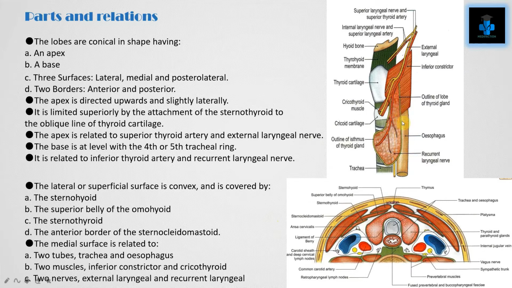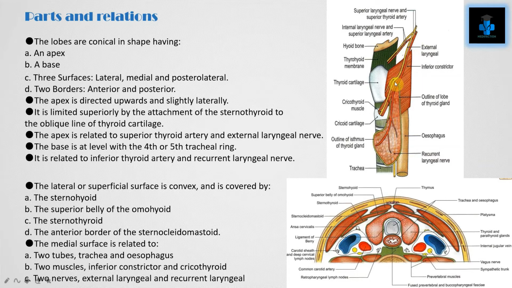It is limited superiorly by the attachment of sternothyroid to the oblique line of thyroid cartilage. The apex is related to superior thyroid artery and external laryngeal nerve. This right here is the external laryngeal nerve and near to it we can appreciate the superior thyroid artery.